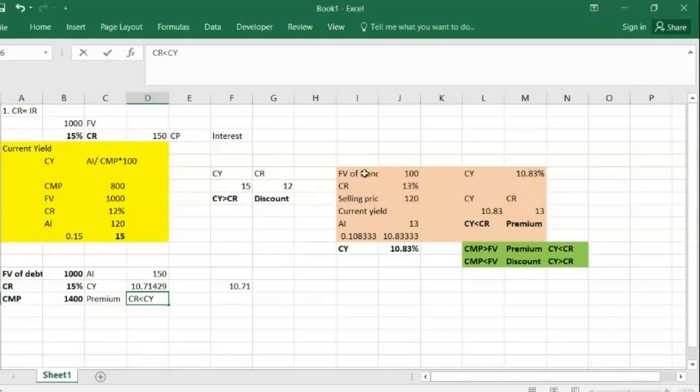Coupon rate is greater than the current yield. The coupon rate of 15% is greater than the 10.71. We can say this particular instrument is available in the market at the premium rate.